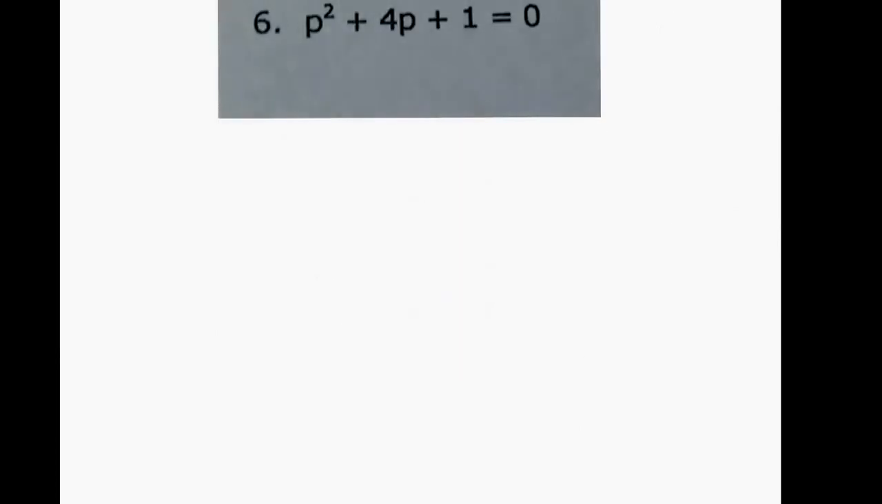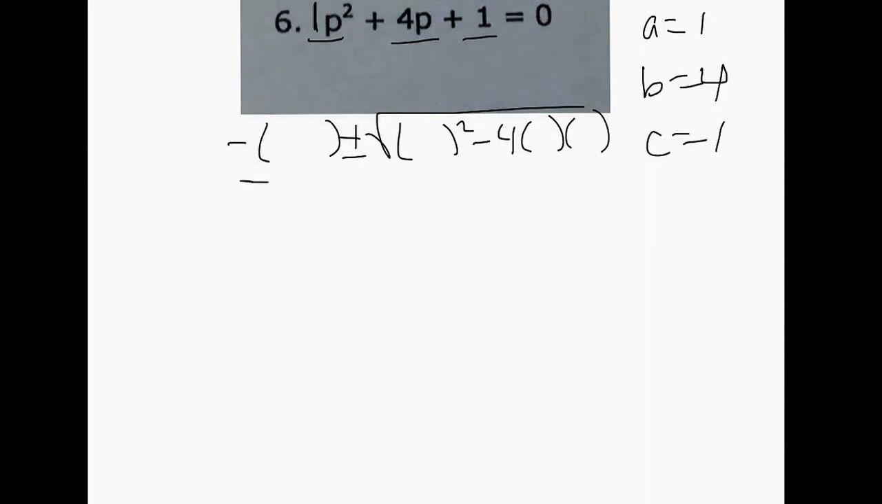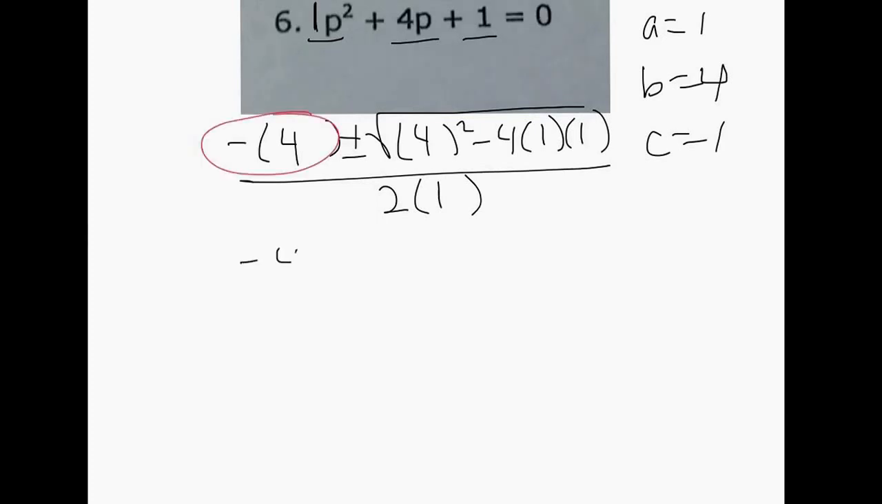What I'm going to do with you is number 6. Slip a 1 in front of there. So I have my A, B, C. So A is 1, B is 4, C is 1. So it's the opposite of B, plus or minus the square root of B squared minus 4 times A times C, all divided by 2 times A. So that's the opposite of 4 plus or minus the square root of 4 squared minus 4 times 1 times 1, divided by 2 times 1. So I do this first. The opposite of 4 is negative 4 plus or minus, and 2 times 1 is 2.